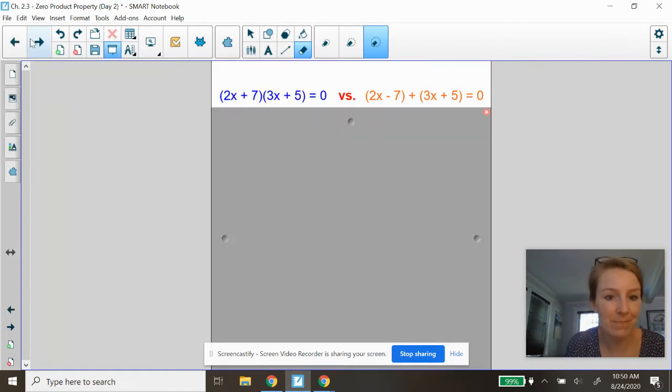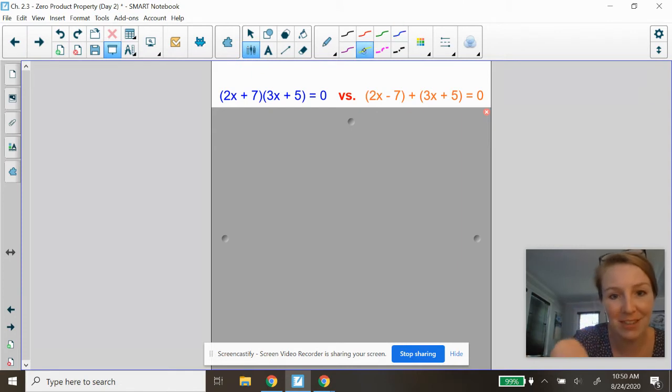Let's dive in. So I want you to pause the video here and see if you notice anything about the orange versus the blue and try to solve both equations. All right, hopefully you've noticed that there is in fact a really minor but very big difference.